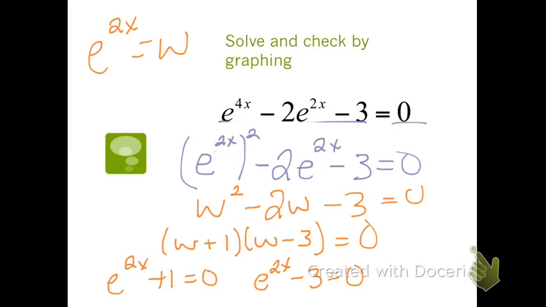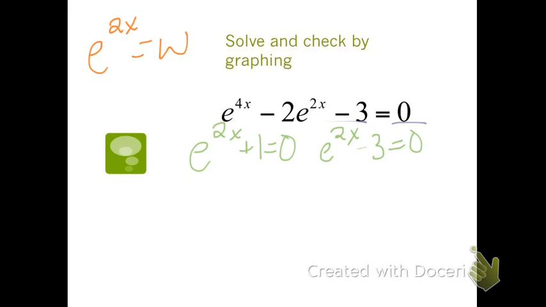There it is, wrapped up. So then we would solve for x in both of those. So we get e to the 2x equals negative 1, and e to the 2x equals 3. Basically, I can go ahead and tell that the first one's not going to work. E raised to any power is not going to give me a negative, so that one's extraneous.